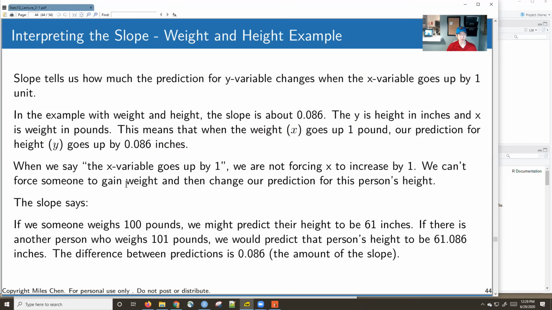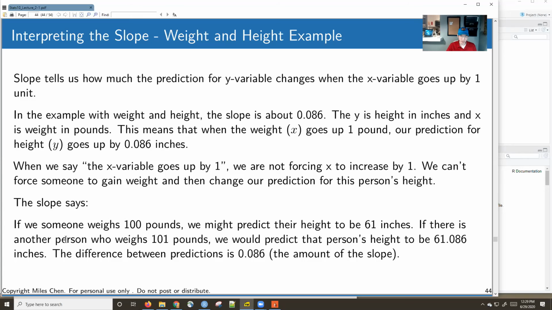Now it's important to note that when we say the x variable goes up by 1, we're not saying that we are forcing x to increase by 1. We're not telling this person, eat some food and gain a pound of weight. That doesn't quite make sense, right? We're not changing the x and inducing a change in the height. We're just saying that if we have two people and one person weighs 1 pound more than the other, then our prediction for the person that's heavier is going to be this much higher than our prediction for the other person.